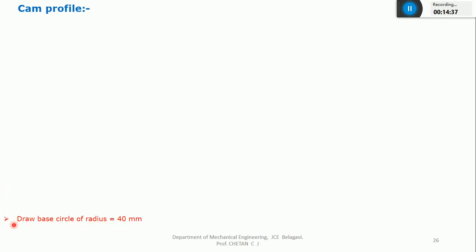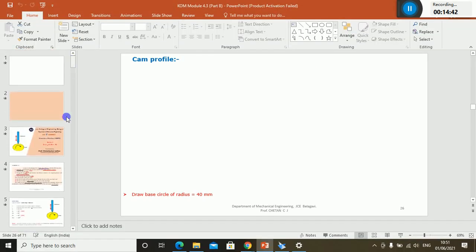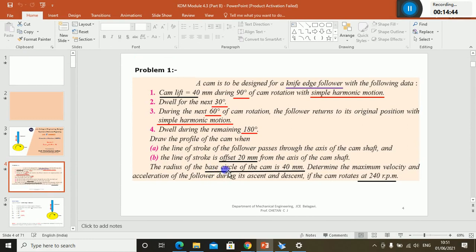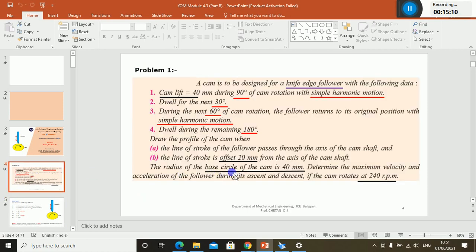In the problem, it will be mentioned. As I said, the problem will mention the base circle radius. The base circle of the cam is 40 mm. It means you have to decide the profile or the pattern of this cam as per the given conditions, that is, the outstroke, the first dwell angle, the return stroke angle and the second dwell angle. As per the simple harmonic motion, you have to decide the exact profile of this cam. In that case, I'll go with the base circle of 40 mm.